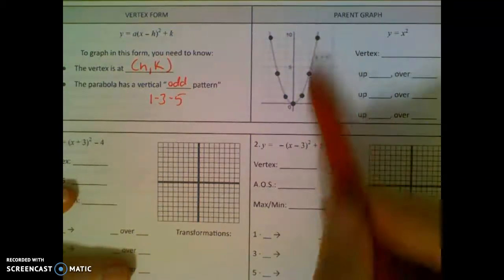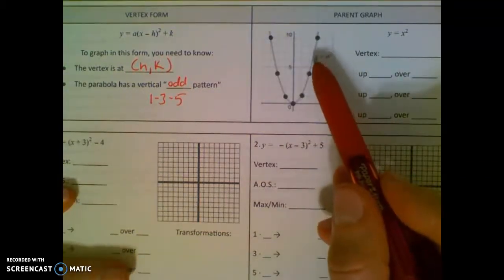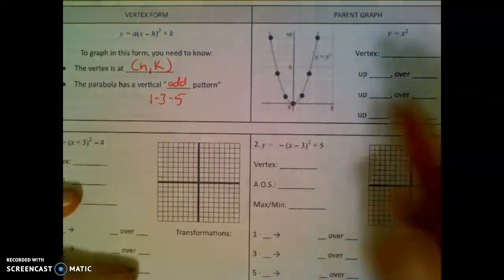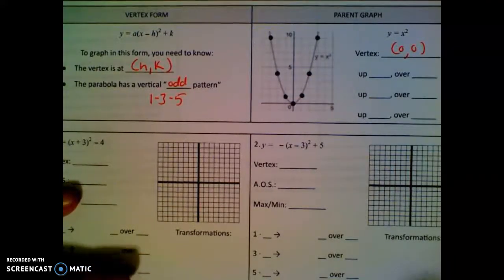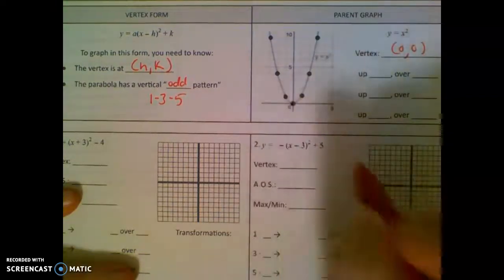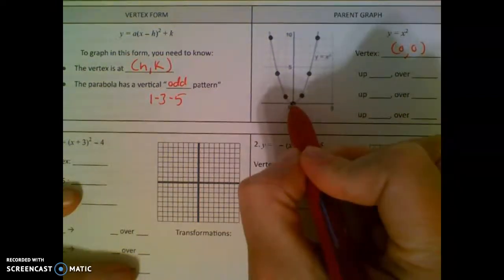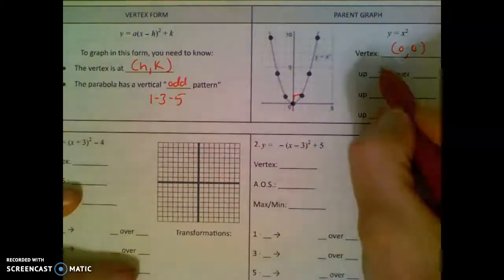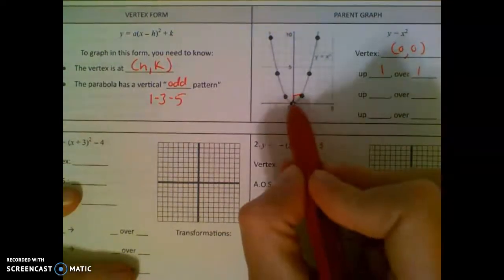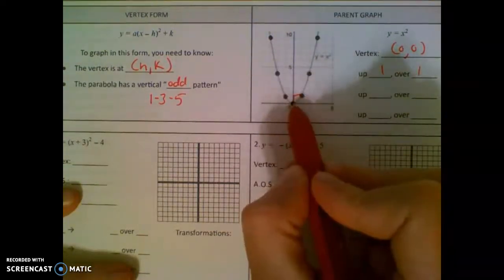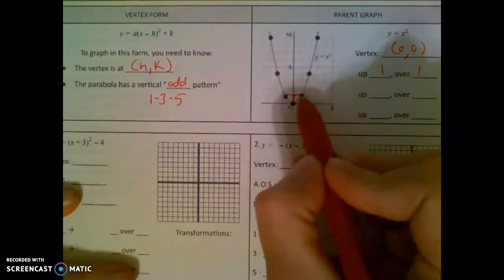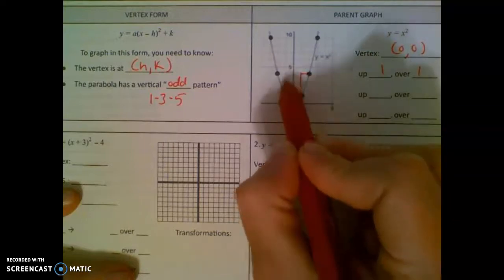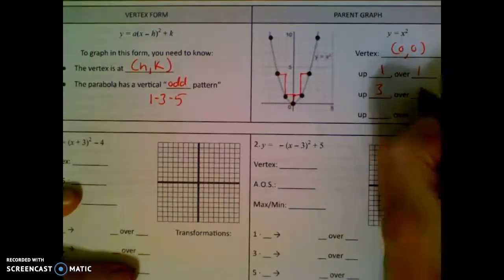So given the parent function for a quadratic, our vertex is always going to be at (0, 0), and it actually has this odd pattern, which is really cool. From the vertex, to get to the next point, you go up 1 over 1. To get from this point, and again, they're symmetric, to get up to this point, you go up 1 over 1. To get from here to here, you're going to go up 1, 2, 3 over 1, and up 1, 2, 3 over 1. So up 3 over 1.